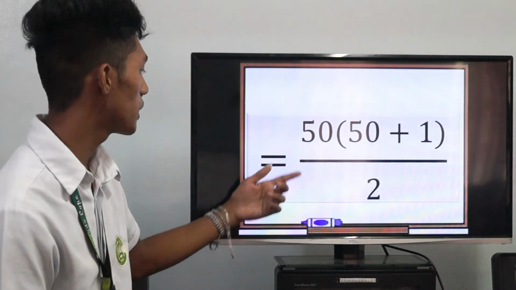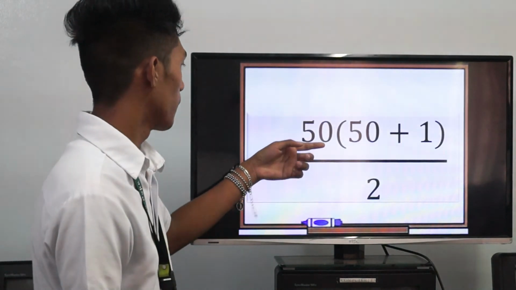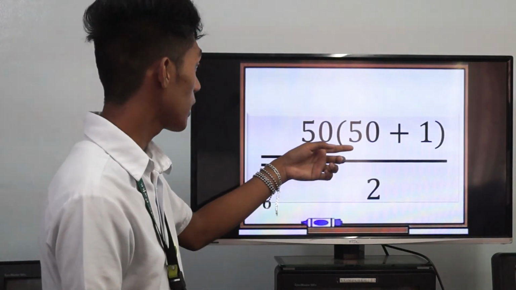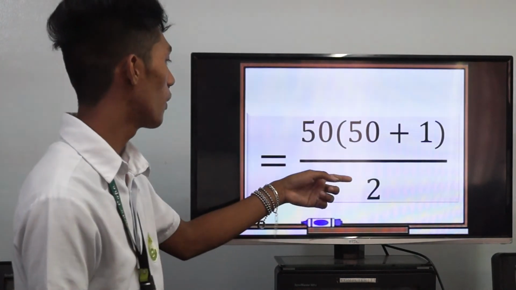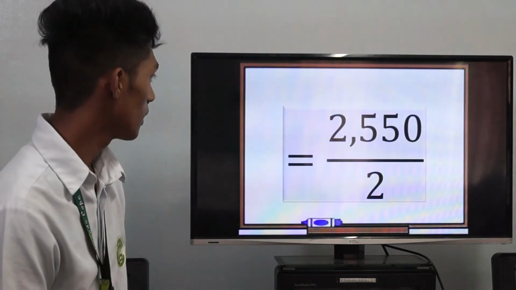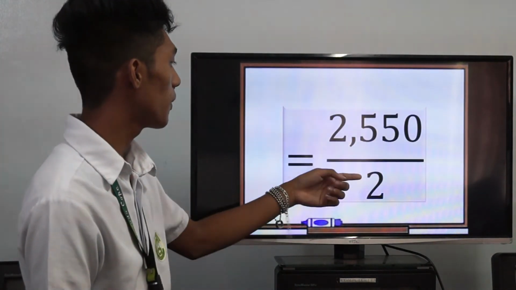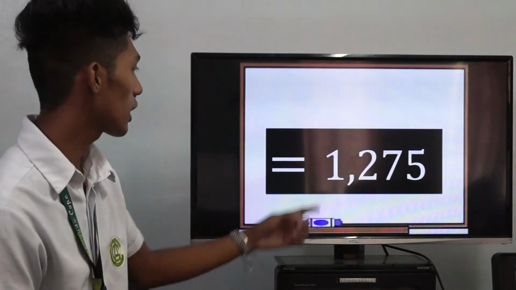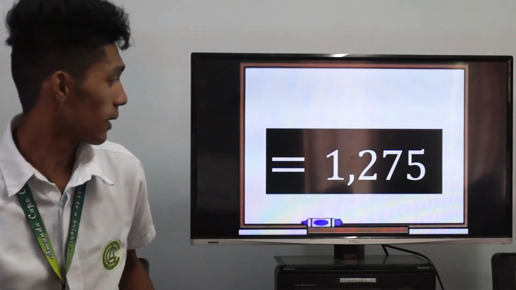For example, the summation of i where i runs from 1 to 50 is equal to n times the quantity n plus 1 all over 2. Substitute the value of n, which is 50. 50 times the quantity 50 plus 1 all over 2. 2,550 divided by 2 is equal to 1,275.